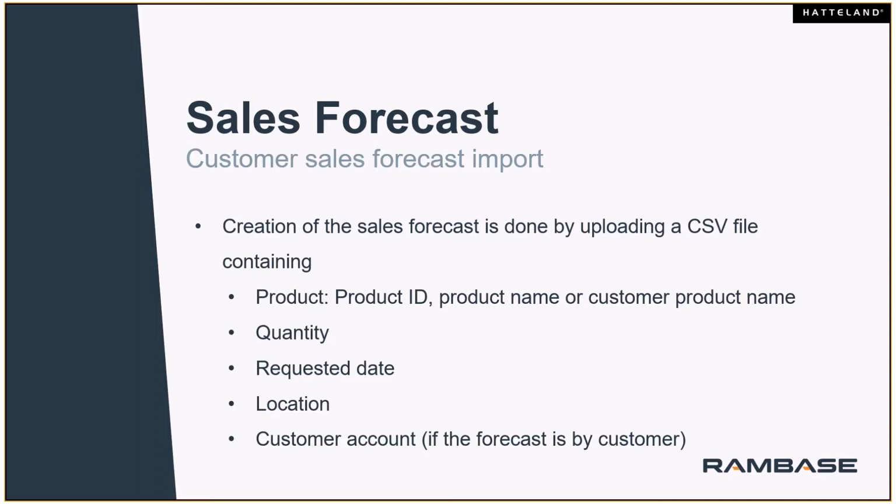An upload of a sales forecast is done by a specific menu option named Import Customer Forecast from File. When the upload is completed, the previous forecasts for the customers and the location in the file will be closed. For example, if a customer has an existing forecast for product A, B, and C, and you upload a new forecast for that customer containing only product A and C, then all FCC objects for product B will be closed.